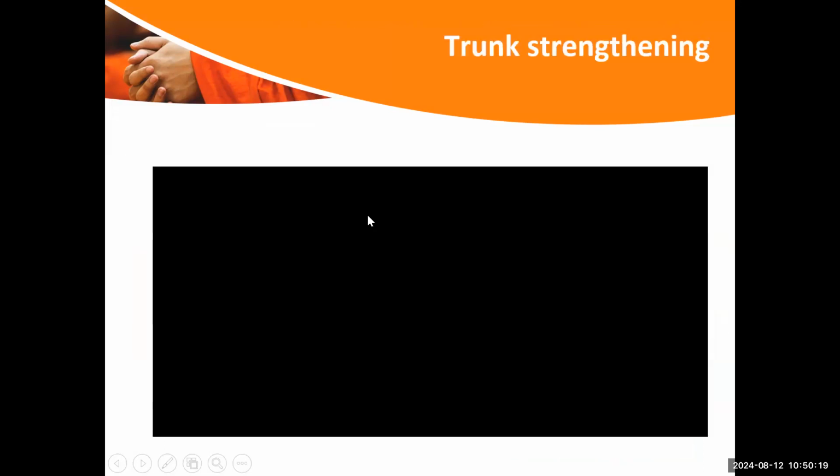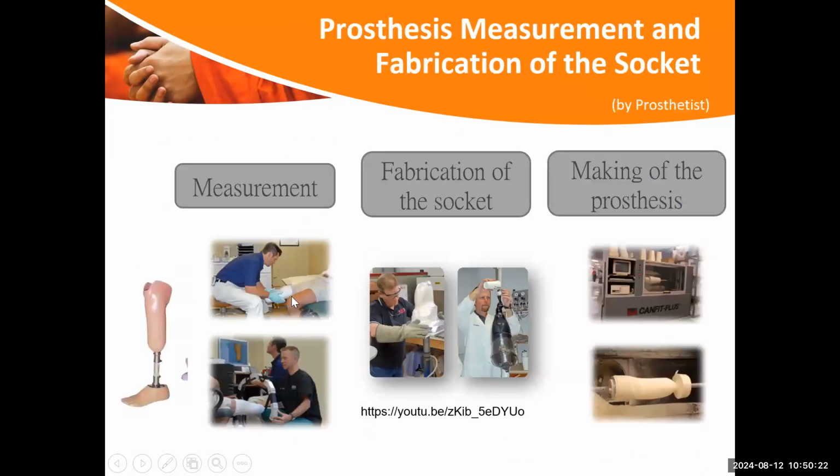Okay, I have a diagram. This one shows how to measure the socket size of the prosthesis. But this one is wrong actually. They won't do it in supine lying. They will do it in standing, because if you do it in supine, then the stump shape is different, because this part, due to gravity, it will drag down. Okay, so it's like this.